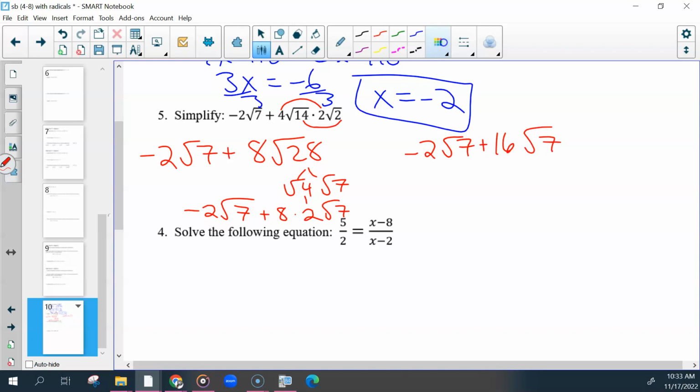And then if we have like terms, the same number inside the radical, the radicand, we would add the numbers on the outside. So negative 2 plus 16 times the square root of 7. Our final answer for that one. Questions on that one?